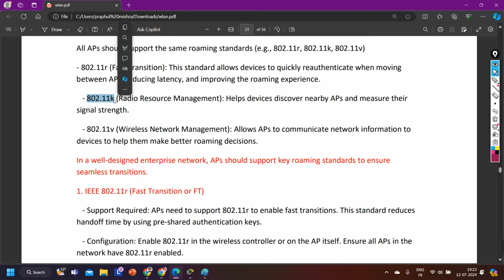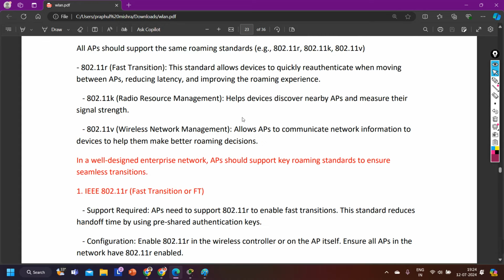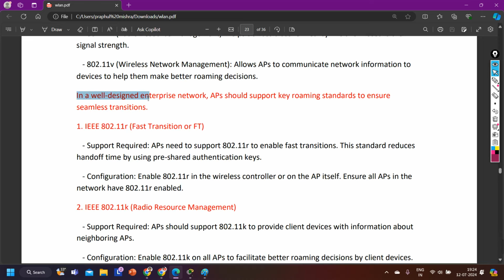Then, guys, we have the 11k standard, radio resource management. It helps devices discover nearby APs and measure their signal strength, right? This standard should also be enabled on all APs so that the client machine can discover the APs, measure the signal strength, and then compare the signals. Then 11v, wireless network management, allows APs to communicate network information to the device to help it make better roaming decisions. As I told you, all modern APs support all these standards. So in a well-designed wireless network, APs should support key roaming standards to ensure seamless transition, meaning seamless roaming.